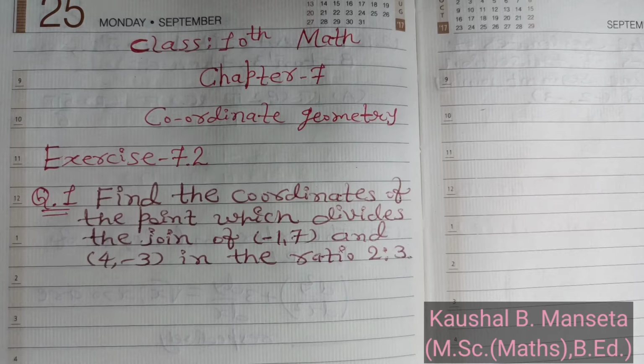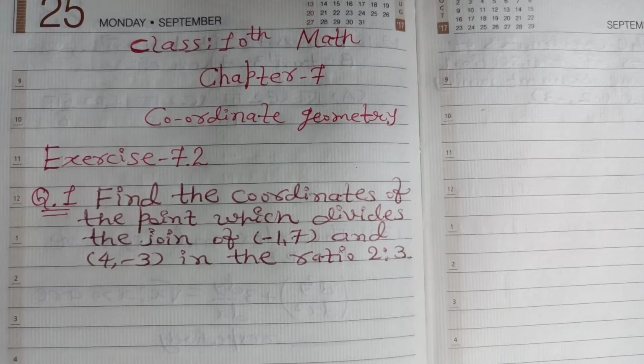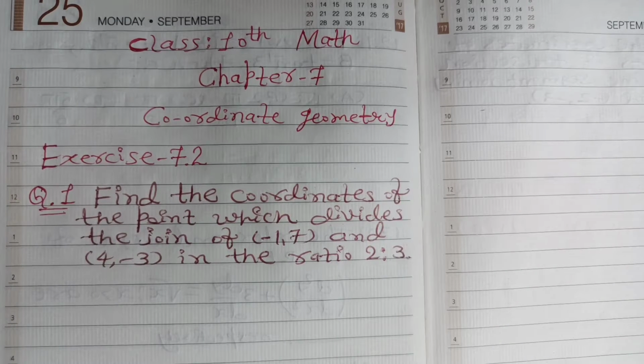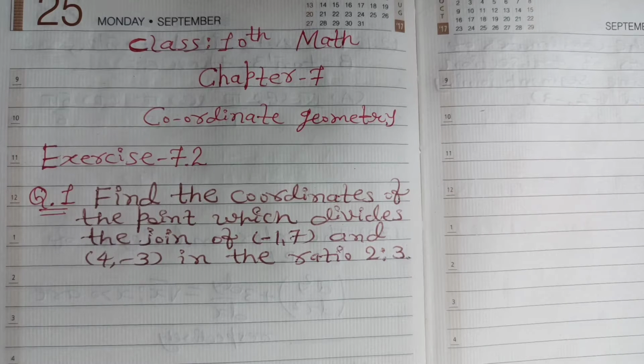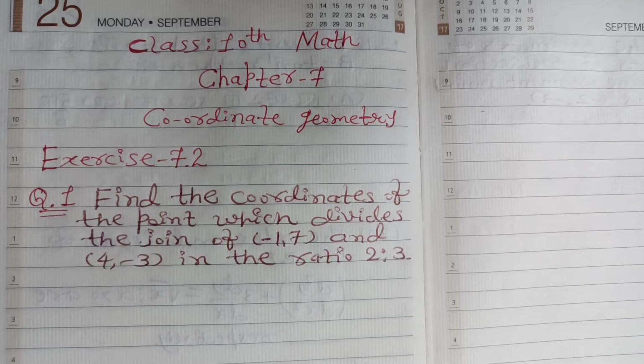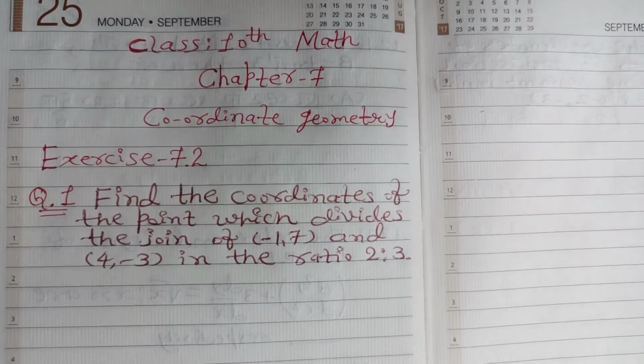Welcome back, dear students. Today we are going to start exercise 7.2 of class 10. Question number 1. Find the coordinates of the point which divides the join of (-1, 7) and (4, -3) in the ratio 2:3. So here we are going to use the section formula.